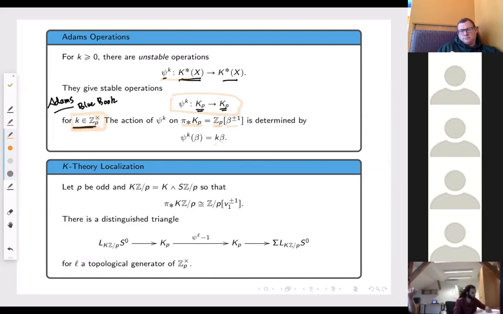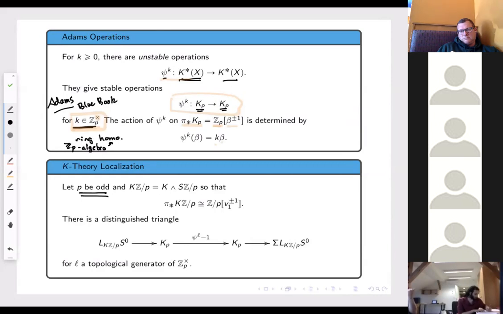And so that tells you what it does on pi 2, but they're ring homomorphisms. They're Z_p algebra homomorphisms. So that determines everything. Not so hard to describe on homotopy groups. All right. So now let's describe the K-theory localization. Here I'm picking p to be odd for this story. I could tell a different story for p equal to 2, but it would be more complicated. So I'm going to stick to p odd.